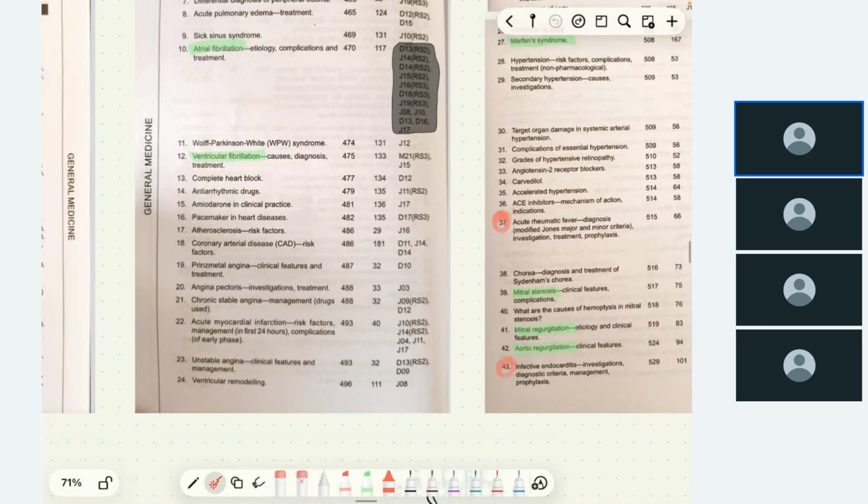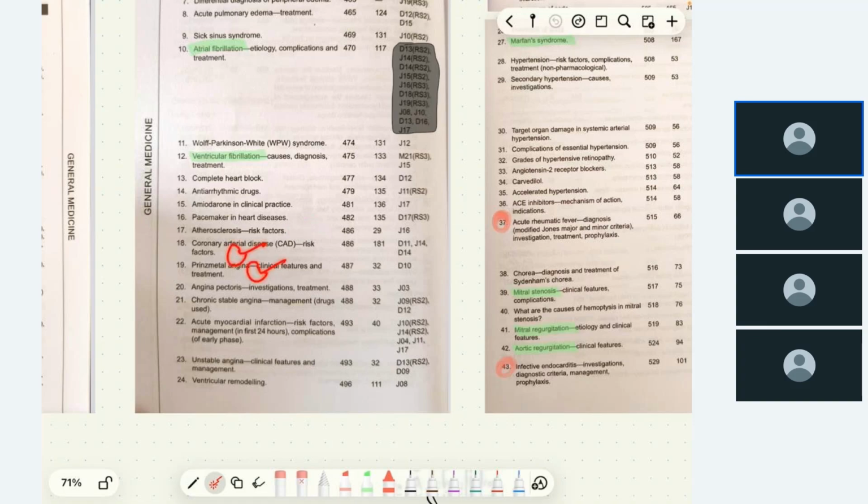Complete heart block only once. I am not covering. Antiarrhythmic drugs you will get to know when I discuss about atrial fibrillation and ventricular fibrillation. Amiodarone in clinical practice you can mention after discussion of these two topics. Pacemaker in heart also you can mention after that. Atherosclerosis risk factor we have already seen. Coronary artery disease we have seen. Prinzmetal's angina we have seen.